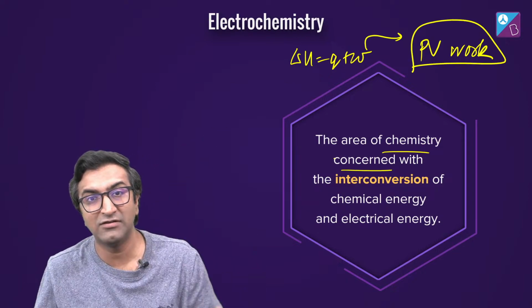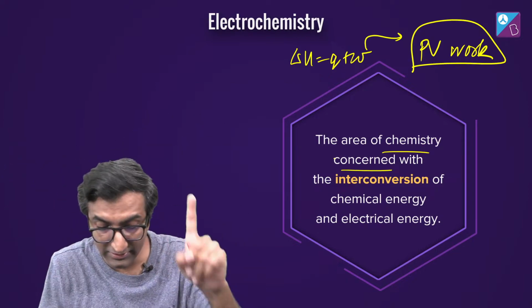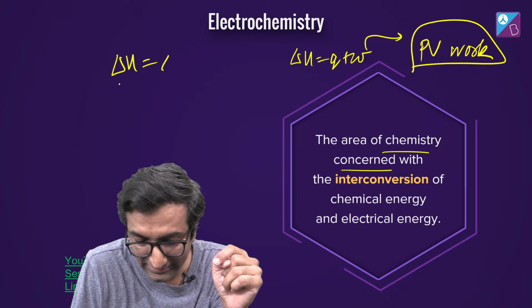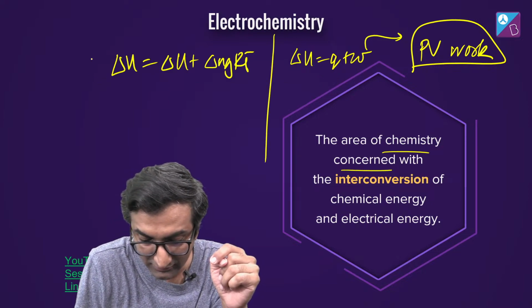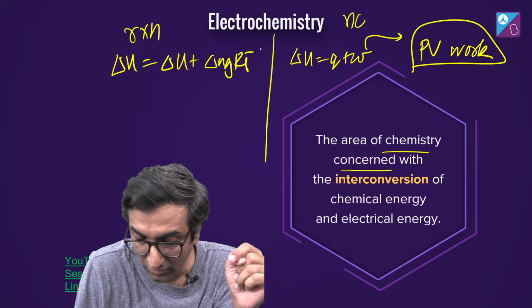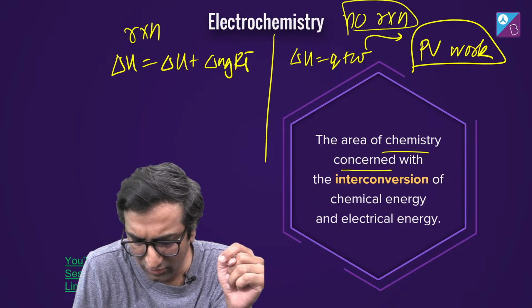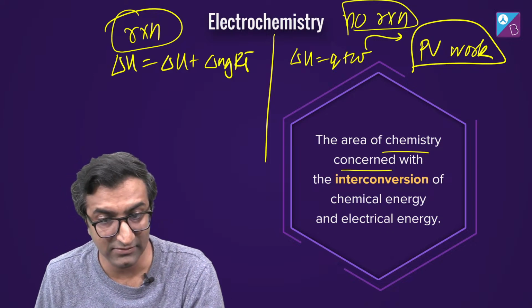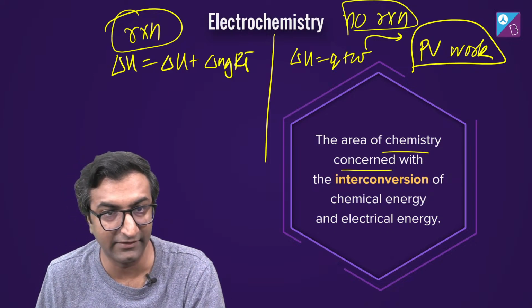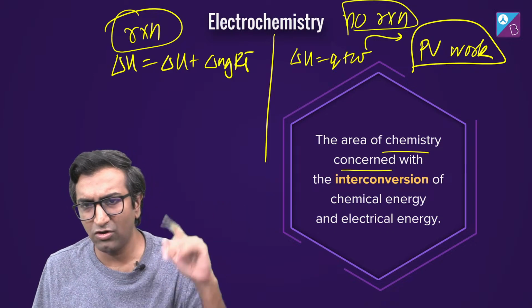PV means the gas expansion reaction was not happening there. If a reaction was happening, then you said that delta H is delta U plus delta n RT. This is for reaction and this is for no reaction. I will revise some of the thermo ideas for you too, but if you haven't done them already, you can check this out. Yes, Raj bhai sahab, exactly. Right? So these are things maybe you are already familiar with.